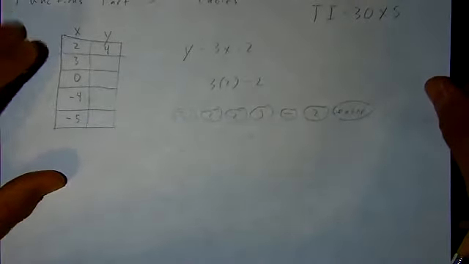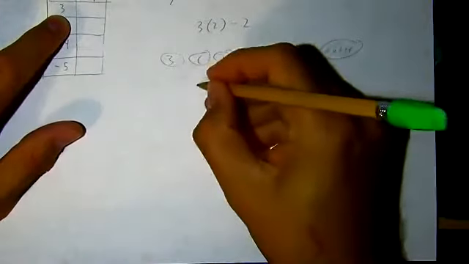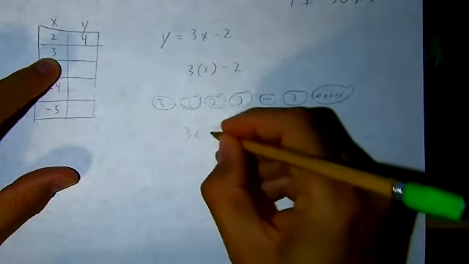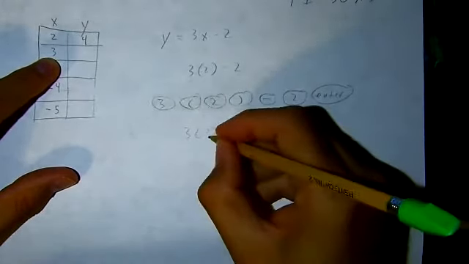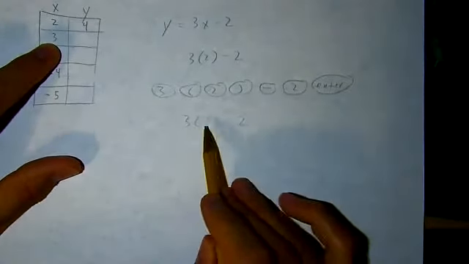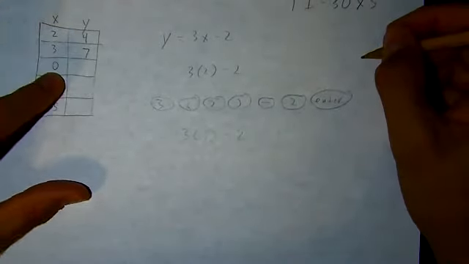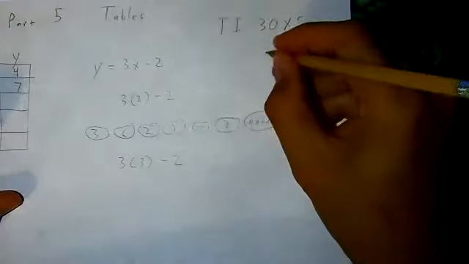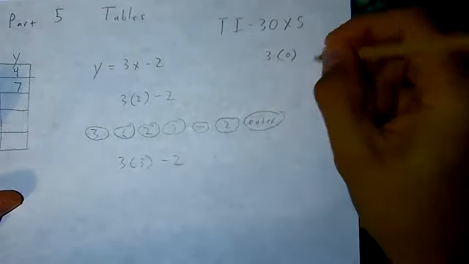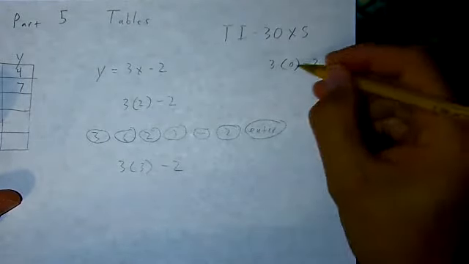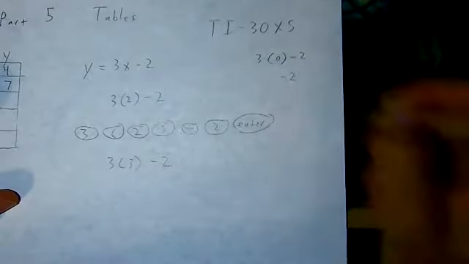So on to the next number, 3. Rewrite the problem. You still use this function right here, but now you put in a 3 where there was a 2. So when you punch that in the calculator, it's going to do 3 times 3, which is 9. Subtract 2. It's going to give you 7. Move on to 0. 3, parentheses, 0, minus 2. 3 times 0 is 0. 0 minus 2 is -2.